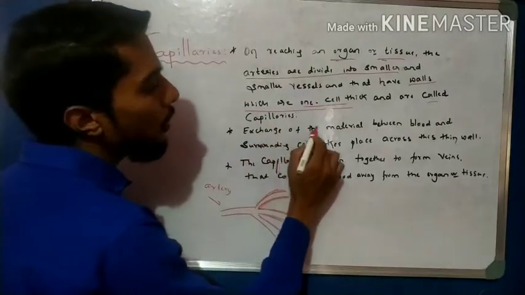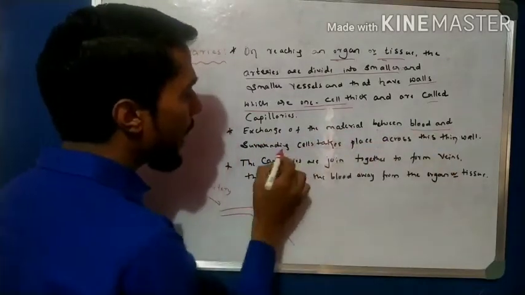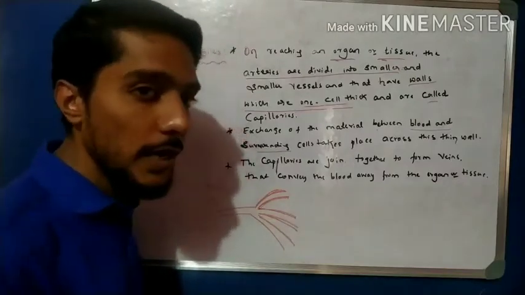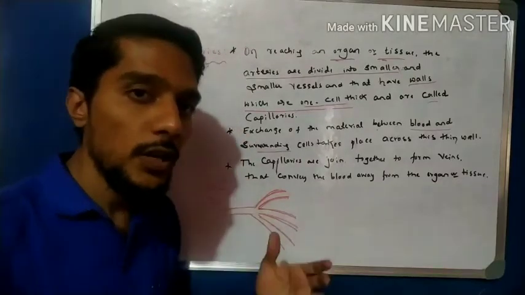Then there is the exchange of material between the blood and the surrounding cells. In the blood we know that oxygen is present, and nutrients are present, and carbon dioxide is present.